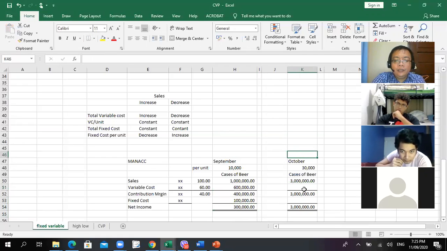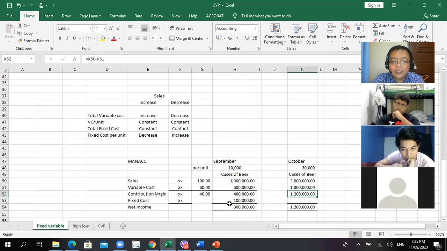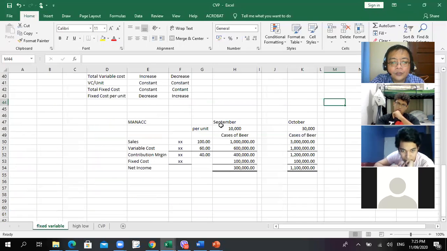Alright. Then, the variable cost, same pa din, di ba? Oh, just 30,000 times 60. Yan. And then, how about the fixed cost? Fixed cost will remain the same. You have here 100,000. All right. So this is the per unit. All right. Malamang ito ay 100 pa din.